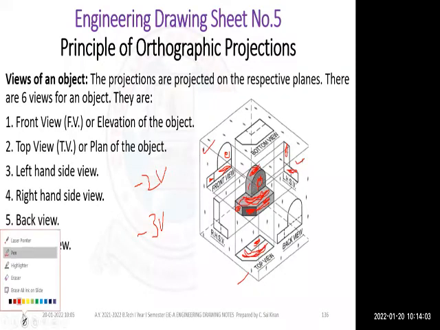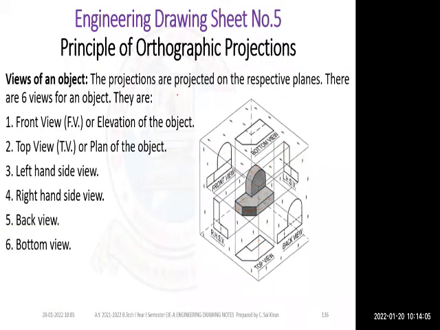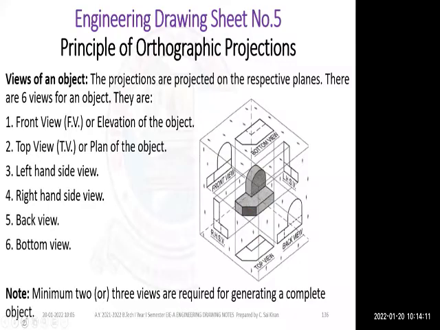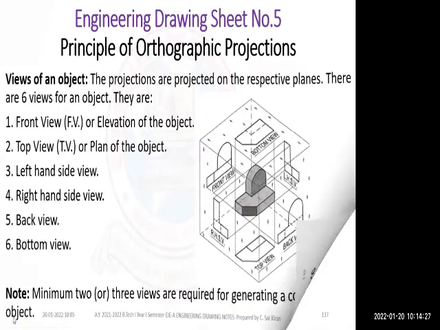Okay. Write down this theory compulsorily in your observation notes. Whatever theory notes of unit 5 I gave, write down the unit 5 theory notes. So a minimum of 2 views or 3 views are required for generating a complete object. If you want to represent a complete 3D object as a 2D drawing on the drawing sheet, a minimum of 2 or 3 views are compulsory.